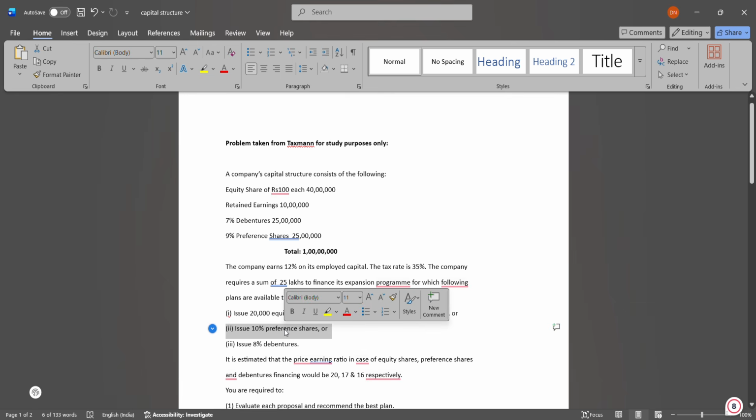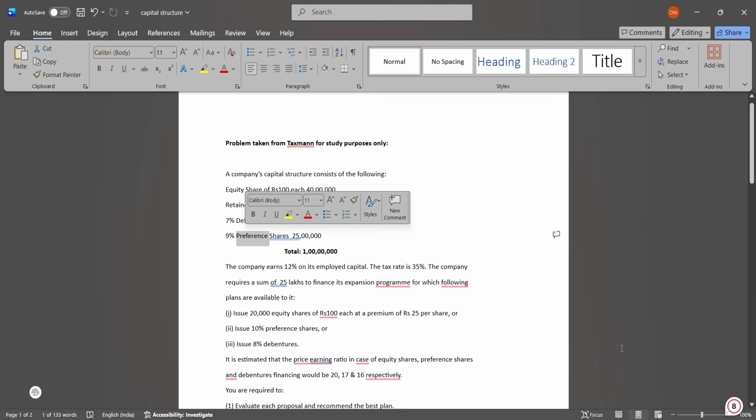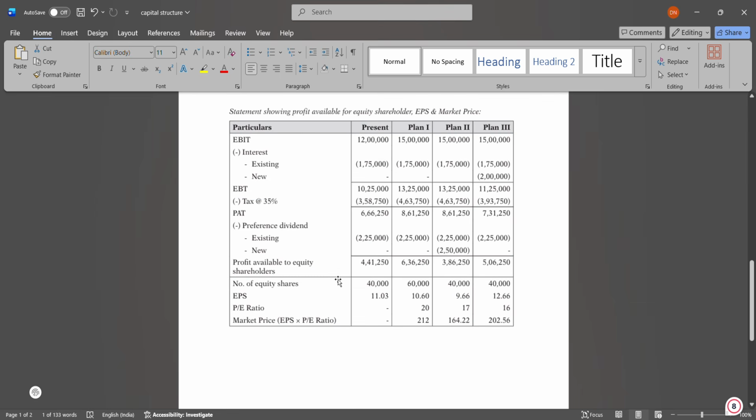Preference shareholders have been paid 10%. Okay, and how much is it for the new plan? But for the old plan, it was 9% preference shares at 25 lakhs. So 9% of 25 lakhs comes to 2 lakh 25,000 at all the ends. So at the present plan, we have written the existing dividend. Second plan, all equities. So again, no dividend. First plan. Second plan, it was dividend paid, so 2,50,000 we have deducted. And then in the third plan, it was only debenture holders, so again there will be a dash.